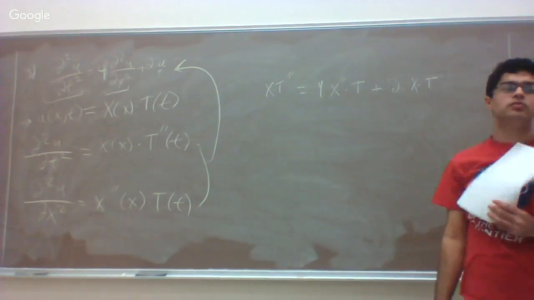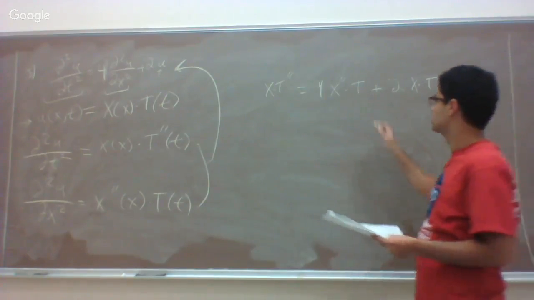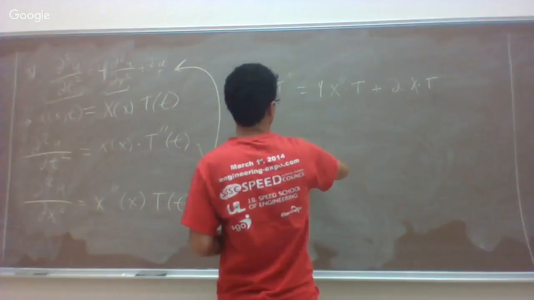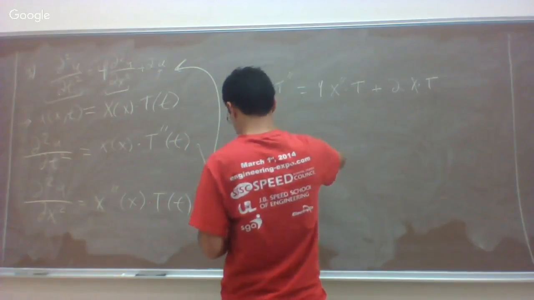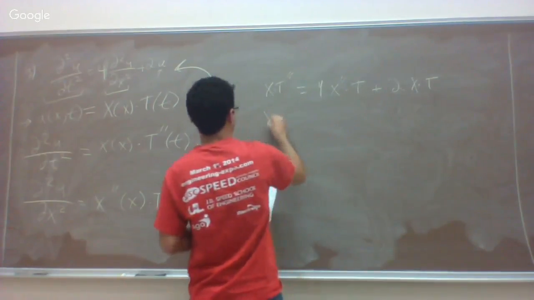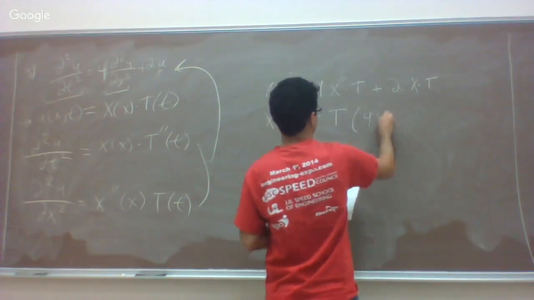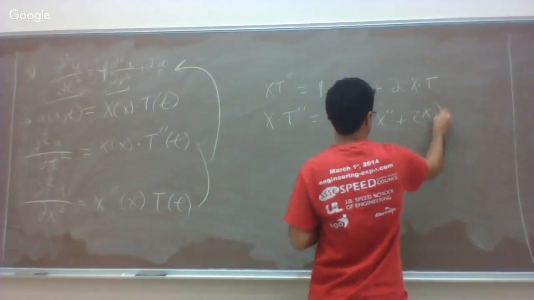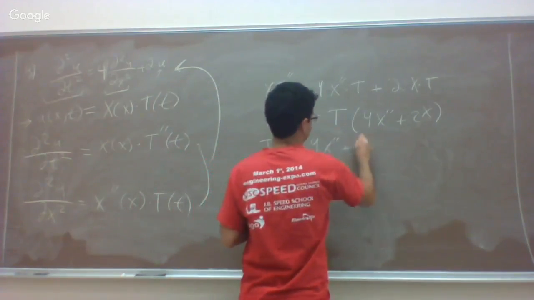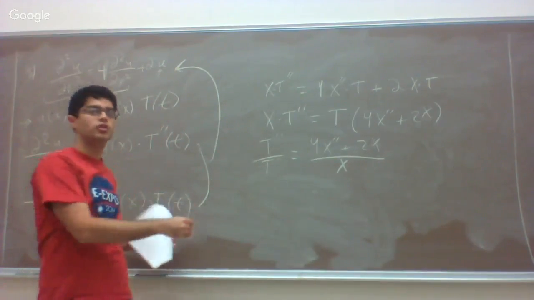Do you guys see what happened here? So now we try to isolate the T's and isolate the X's. So we can say X T double prime is equal to, grouping T out, 4X double prime plus 2X times T. So then I have T double prime over T on the left side equal to 4X double prime plus 2X divided by X on the right side. So now all the T's are on one side, X's are on the other.